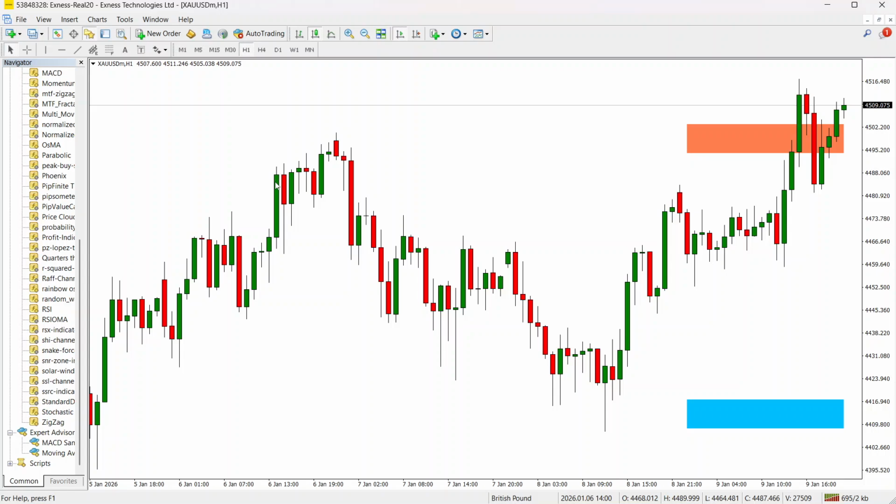This overview highlights how automatic detection and visual display of support and resistance zones can help traders identify key price levels efficiently.